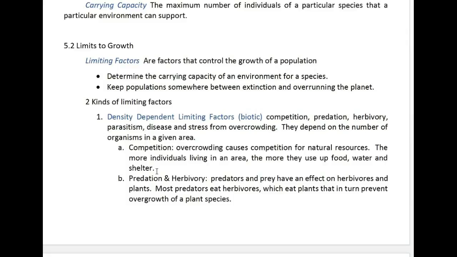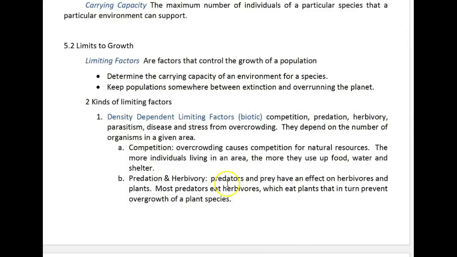The more individuals that live in an area, the more they're going to use up the food, the water, the shelter that is available. Predation and herbivory relationships. And predation is where we have the predators and the prey. So the sharks going after the seals. The predators have an effect on the prey. The prey are usually herbivores. They're organisms that would eat the producers.